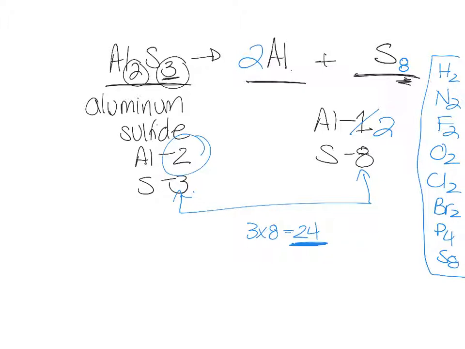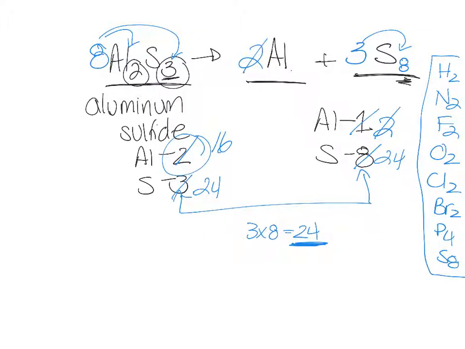So that means that to get 24, I have to multiply this one by 3, right? Because 3 times 8 gives me the 24. And I have to multiply this one by 8, because 8 times 3 gives me the 24. And this 8 times 2 gives me the 16 now, so it changed the aluminum. So I'm going to have to do that same thing over here. So I'm going to have to do 16 in front of here to get it to balance out. Okay, let's try another one.